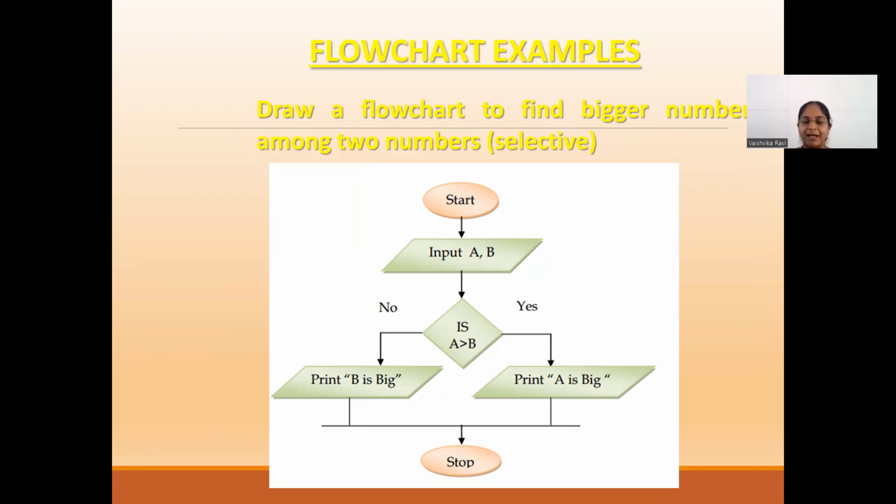Here, for the input, the parallelogram symbol is used. And to print which one is bigger, that is A is big or B is big, here also the parallelogram symbol is used. For the comparison, that is A greater than B, for decision making, we are using the diamond symbol or rhombus symbol. It will have either yes or no.